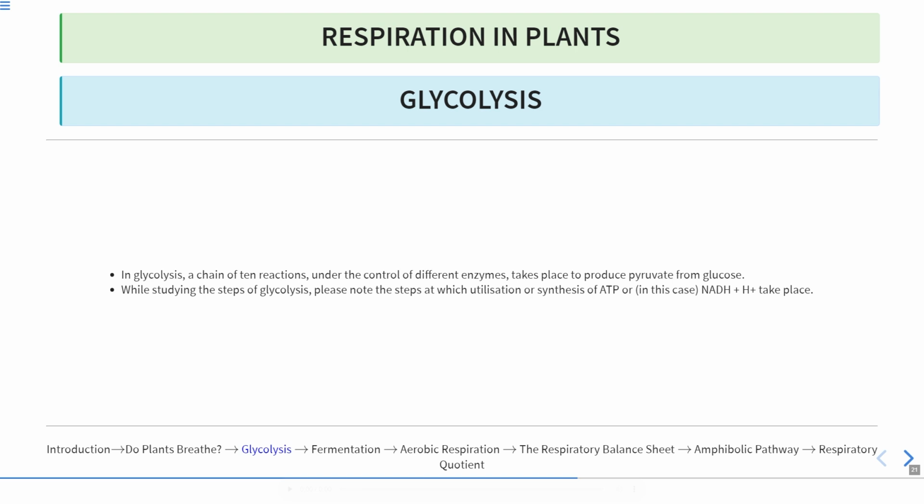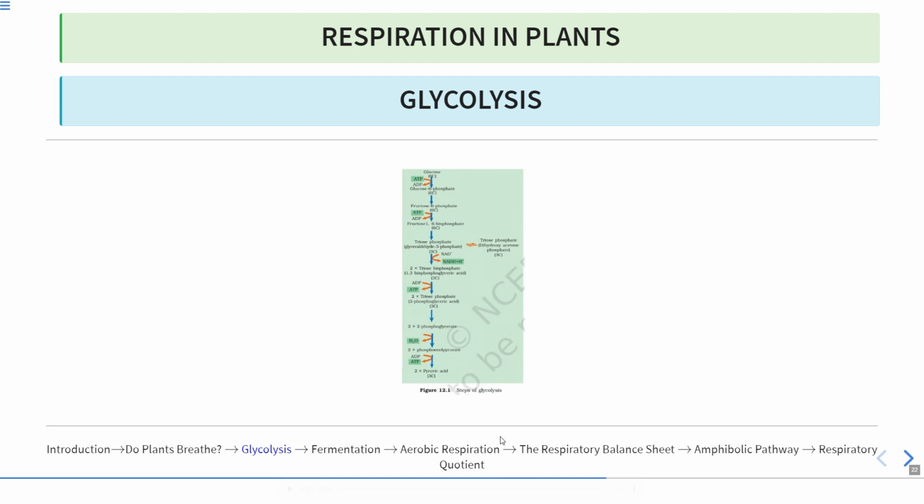While studying the steps of glycolysis, please note the steps at which utilization or synthesis of ATP, and in this case NADH2, takes place. There are many steps in which ATP energy is utilized, meaning used, and in many steps ATP energy is synthesized. So in some steps it is used and in some steps it is synthesized. And also NADH2, the reduced coenzyme, is formed. That is very, very important.